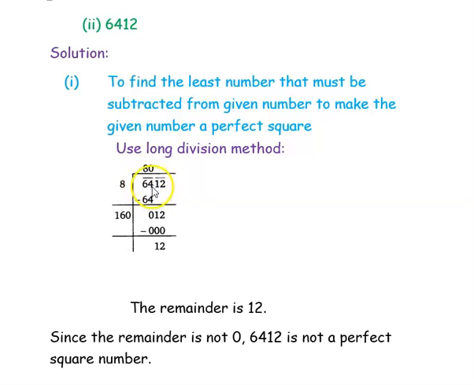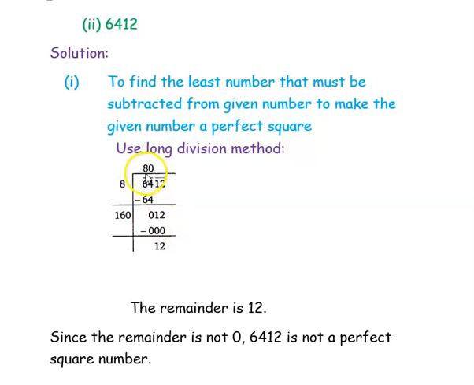Then I have considered the leftmost digit and found the number 8. So 8 into 8, 8 square, is nothing but 64. This number should be less than or equal to 64. So we know that 8 into 8 is 64. So 64 minus 64, the remainder is 0. Then I have brought the number under the next bar down. So now the new dividend will be 12.